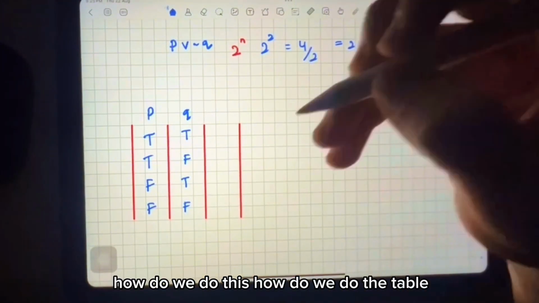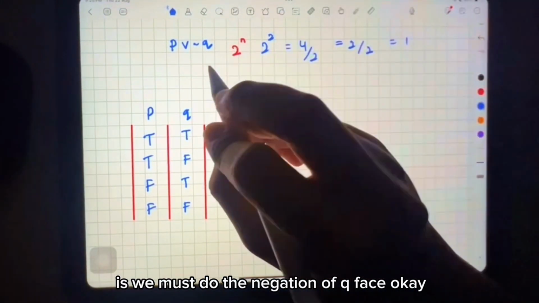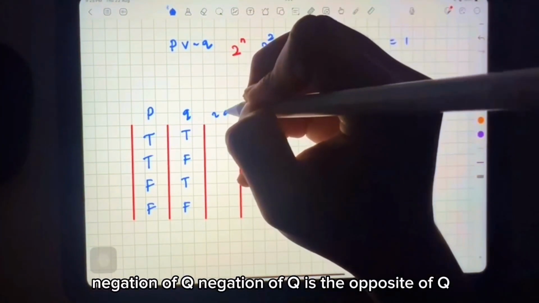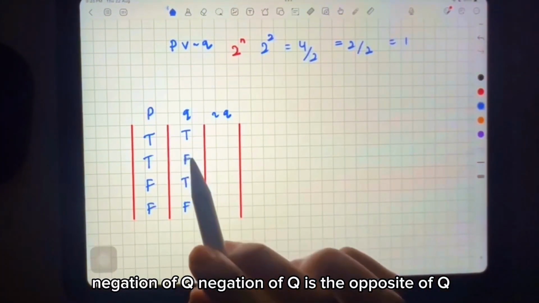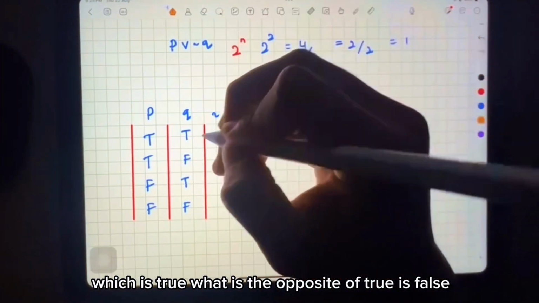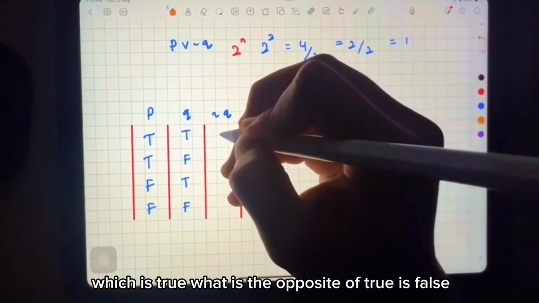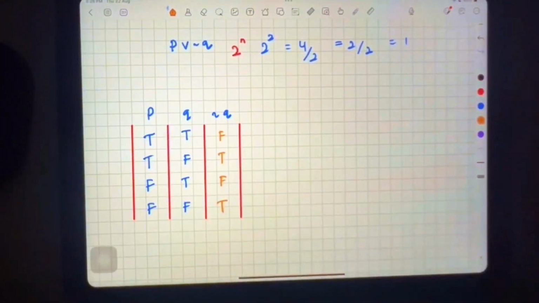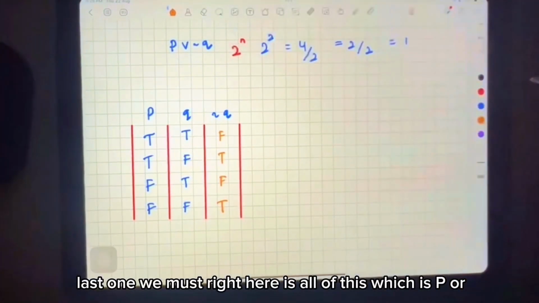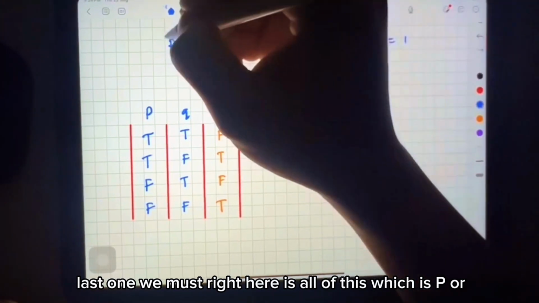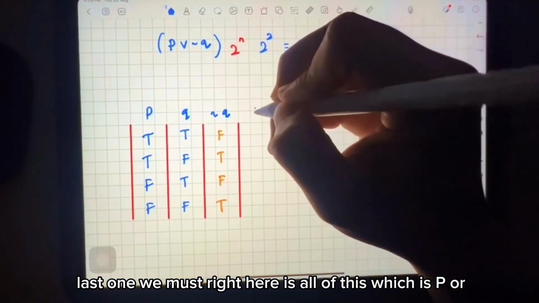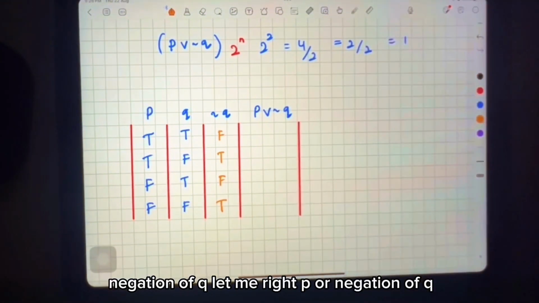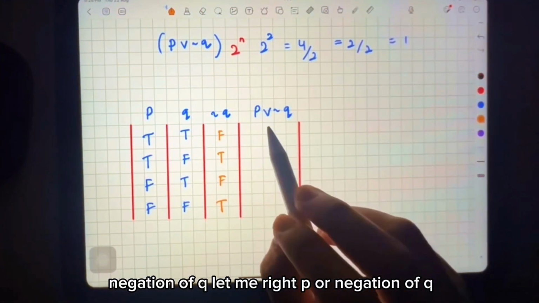How do we do this? How we do the table is, we must do the negation of Q first. Okay, negation of Q is the opposite of Q, which is true. What is the opposite of true? It is false. False, true. True, false. False, true. We're not done yet. The last one we must write here is all of this, which is P or negation of Q. Then we write P or negation of Q.